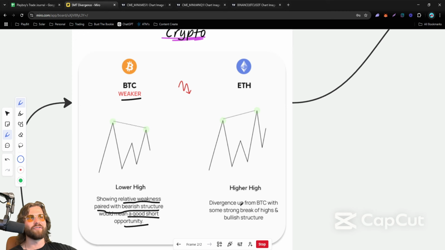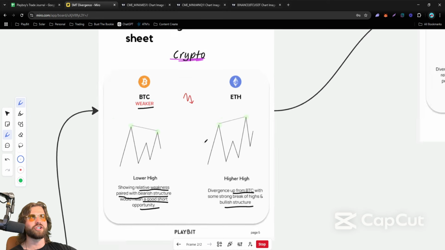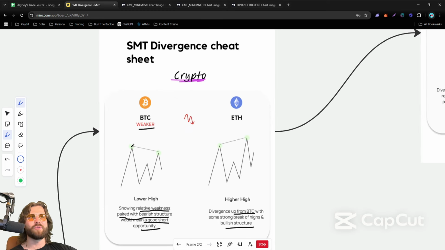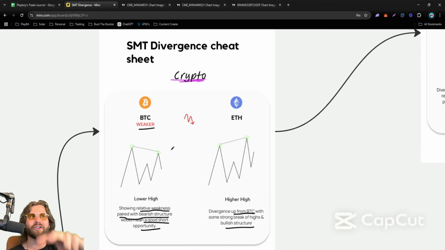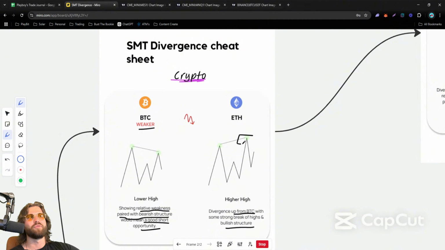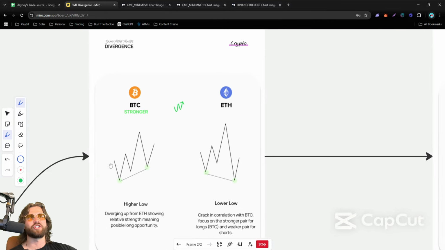If we see the divergence up from Bitcoin with some strong breaks of highs and bullish structure, we know that because Bitcoin can't break its high, and these are correlated assets, the opportunity here is a reversal, not a continuation, right? So the reversal opportunity would be best here on Ethereum, in addition to maybe your ILM model, which would give you an auction failure, and then you could wait for the auction failure and then short to the lows, right? I have plenty of examples on the chart to show you here.